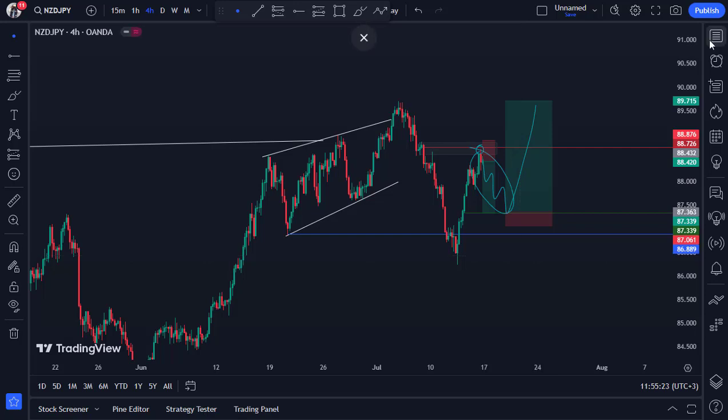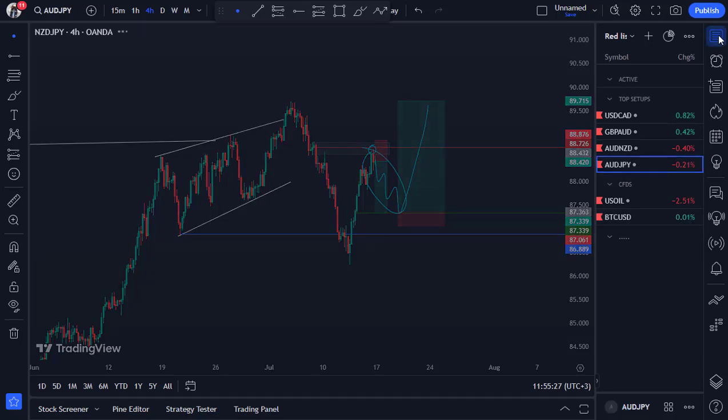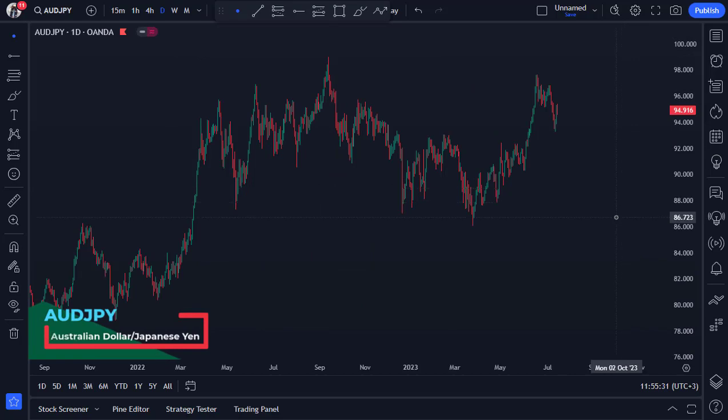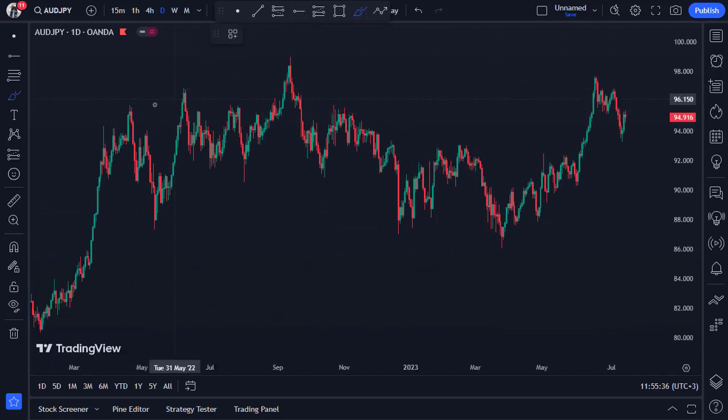Okay, so going back to our Euro, let's go to our Aussie Yen. Looking at Aussie Yen on a daily chart, we had this pattern right here, which formed a nice push to the downside.